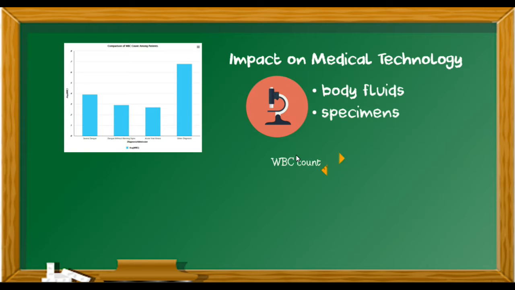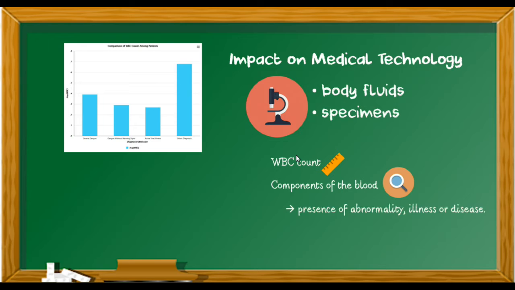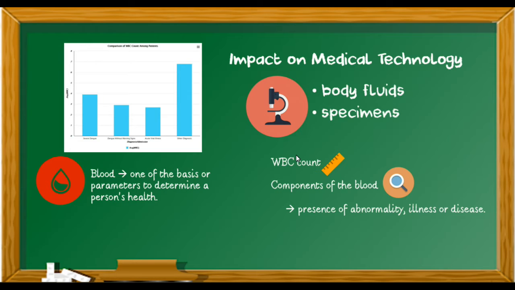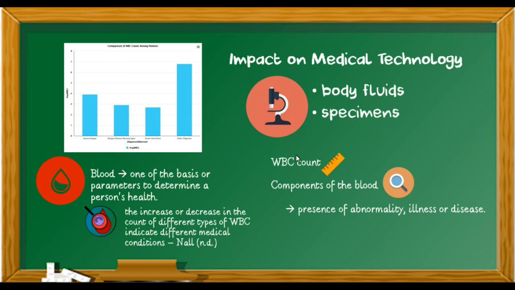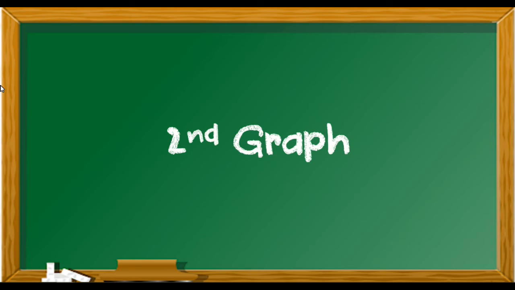By determining the WBC count and measuring the other components of the blood, one will be able to determine if there is an abnormality, illness, or disease, for blood is one of the bases or parameters to determine a person's health. According to Null, there are different types of white blood cells, and the increase or decrease in the count of different types of white blood cells indicate different medical conditions. Now let's move on to the second graph.